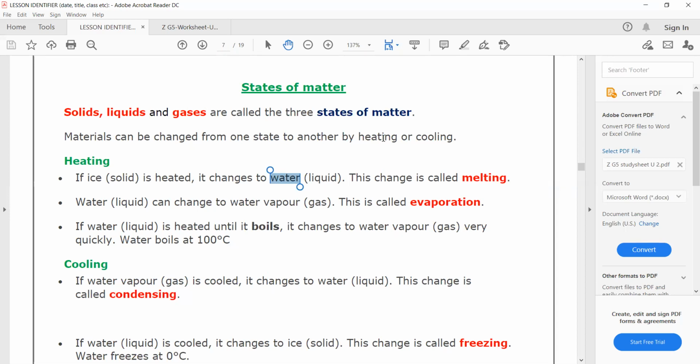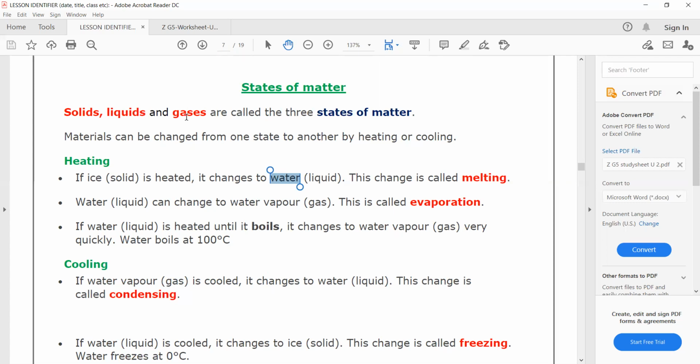just the shape of the matter changes, without changing the structure. It means that by heating or melting something from solid state to liquid state, it doesn't produce a new material. For example, if you melt ice into water, it will not change into a new material. Ice is water in the solid state, and water is the same matter in the liquid state.